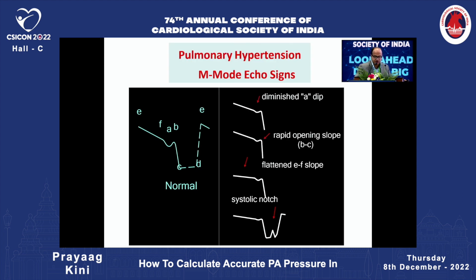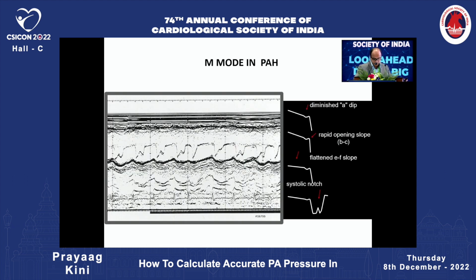M mode, if we put an M mode on the pulmonary valve, you have a classic EF ABCD pattern in which the EF slope starts to reduce, the A dip starts to come down, and of course the notch starts. That is your flying W, which sir was saying. So all these three will portend towards a PAH. This is again a visual estimate.